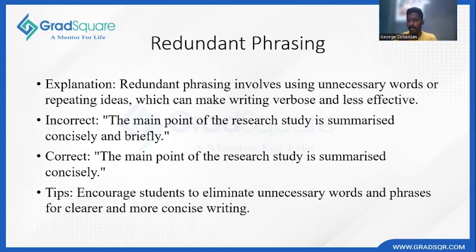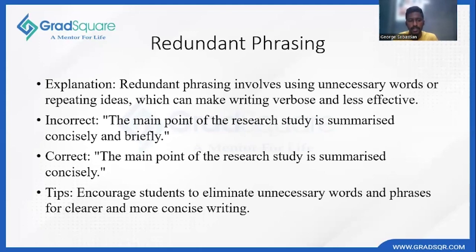So the very main idea or objective of parallelism is to make the sentence grammatically equal, right? So there we have to look for words or phrases that are repeatedly used, which are actually unnecessary, right? In the case of this particular sentence, it says the main point of the research study is summarized concisely and briefly. So take a look at this sentence. Do you see anything unnecessary, right? It says the main point of the research study is summarized concisely and briefly.